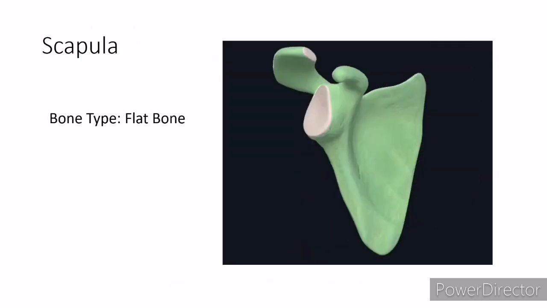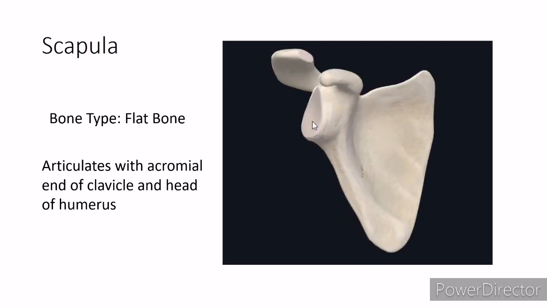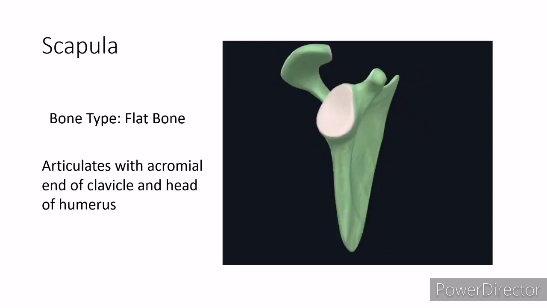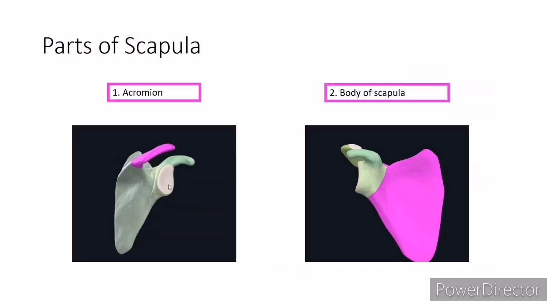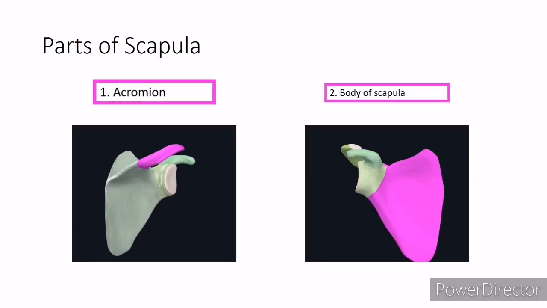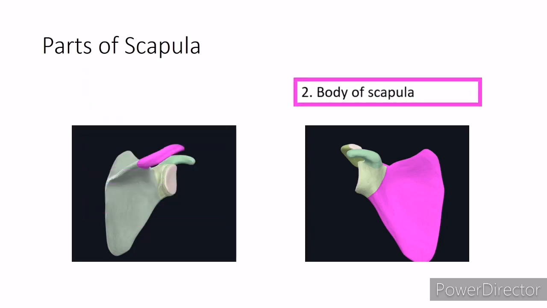Next bone is the scapula. The scapula is a flat bone. It articulates with the acromial end of the clavicle and head of the humerus. The scapula consists of different parts. First is the acromion, located at the back side of the scapula. Next is the body of the scapula, to which the subscapularis muscle is attached.